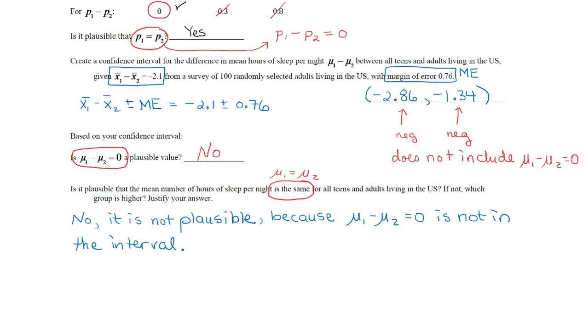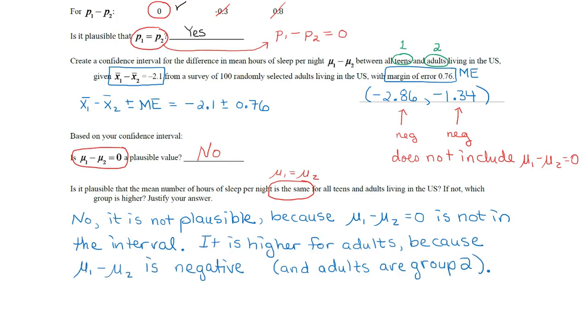In order to indicate which group is higher, we need to figure out which is group 1 and which is group 2. The implication is that we subtracted group 1 minus group 2, and these are listed in the same order that the parameters are listed in. So group 1 would be teens and group 2 would be adults. Since mu1 minus mu2 is entirely negative, that tells us that the mean for the second group is a larger value. Since when we subtract, we know we get some negative value. So we can say that the mean number of hours of sleep per night is higher for adults.